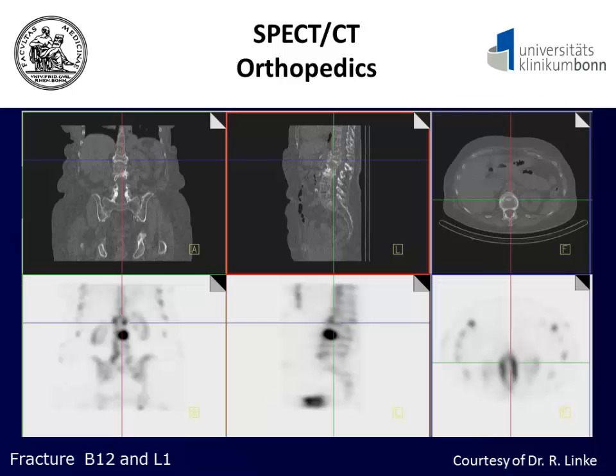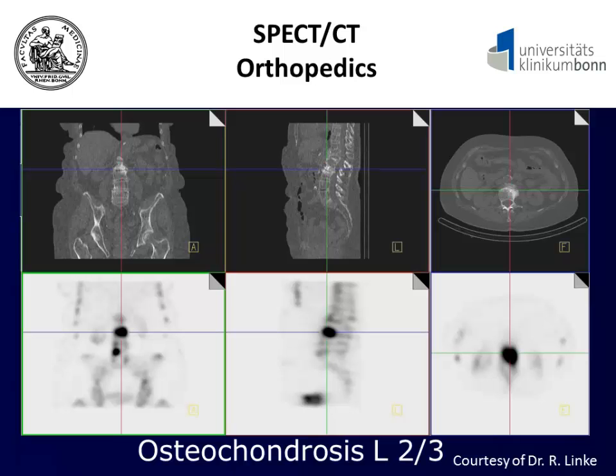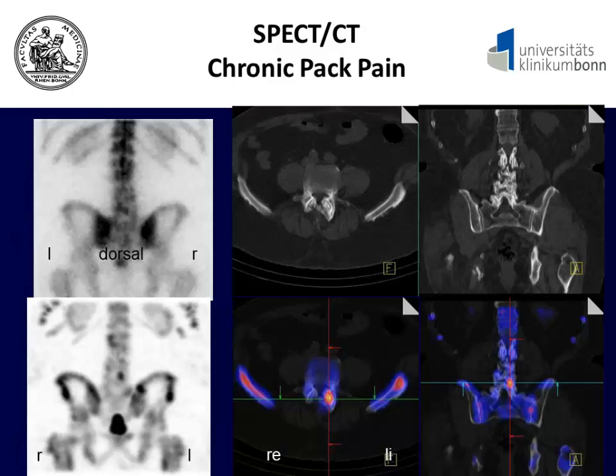For example, for back pain, here one example. You see the patient has a lot of changes in the back, but in the SPECT CT you see one accumulation here, which is a fracture of T12, and also the patient had an osteochondrosis in L2 and L3. You can actually diagnose very precisely by using a SPECT CT.